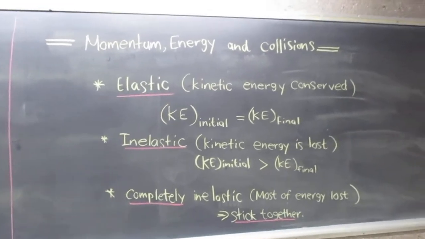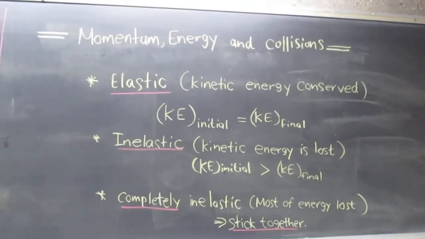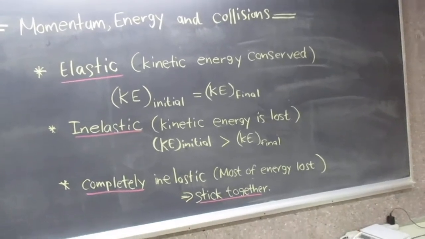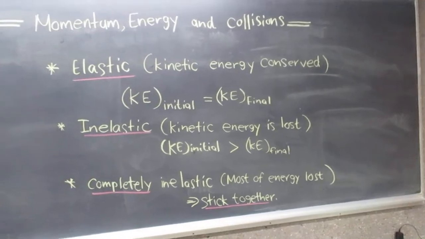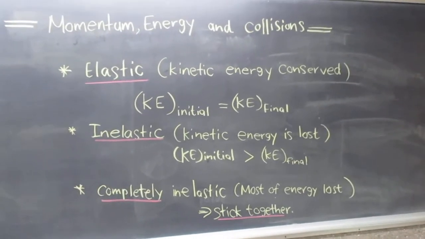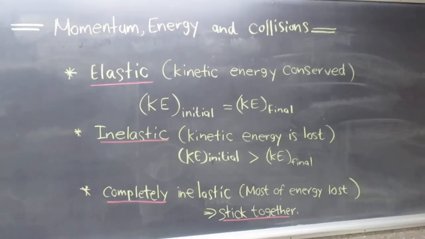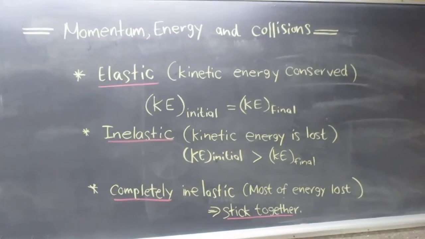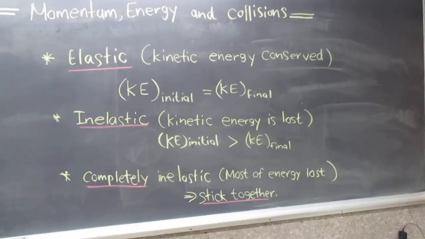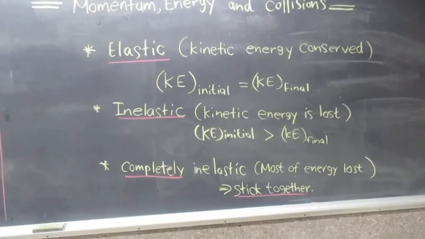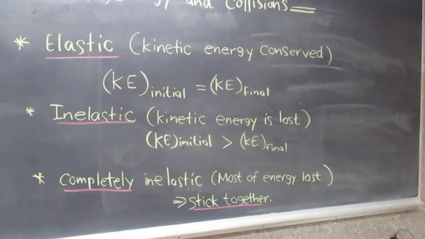This is the first part of the momentum, energy, and collisions experiment. We have three types of collisions that we're going to be testing. Elastic, where kinetic energy is conserved, as you can read here. Inelastic, where some kinetic energy is lost, and completely inelastic, where most of the kinetic energy is lost and they stick together. So we're going to do a test run on this experiment here.